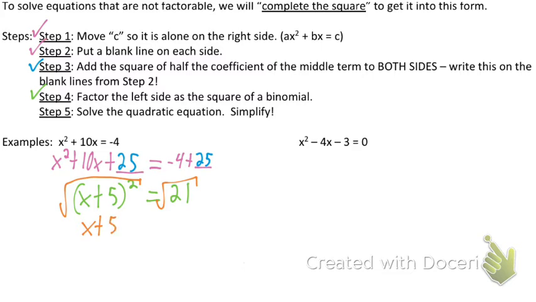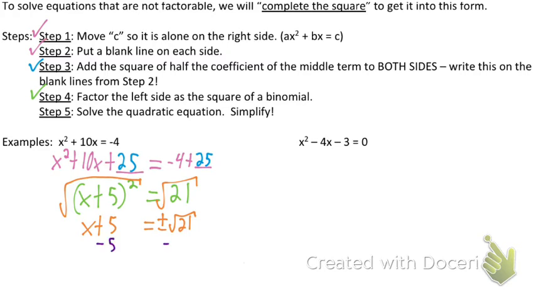X plus 5. Do we know the square root of 21? No. Off the top of our head, so we call it plus or minus the square root of 21. And that would be the lead of our exact answer. But are we done with this problem? No, we have to subtract 5.